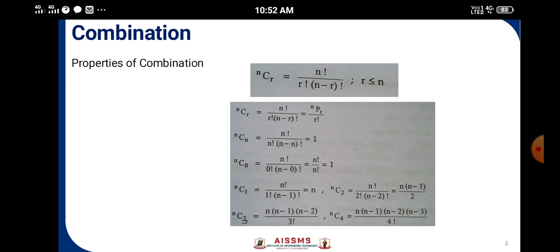nC2 is equal to n in the bracket n minus 1 upon 2. nC3 equal to n into n minus 1 into n minus 2 upon 3 factorial. nC4 equal to n into n minus 1 into n minus 2 into n minus 3 upon 4 factorial.